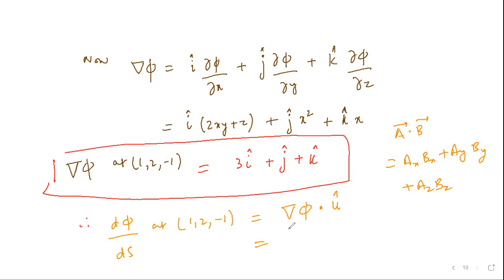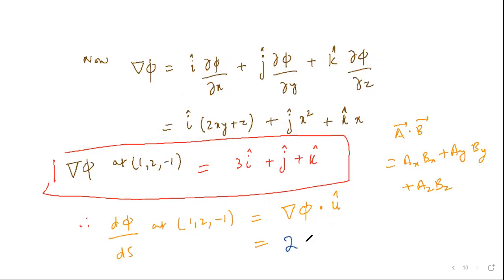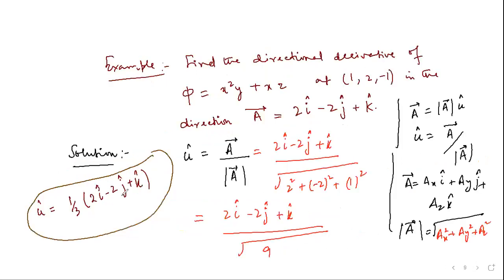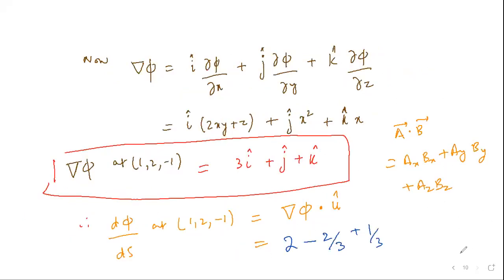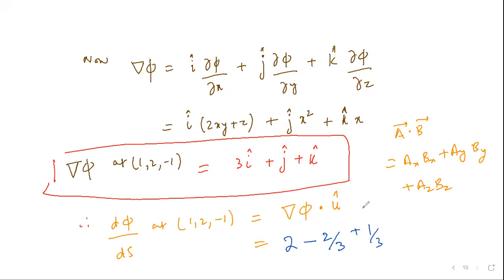Your two vectors are before you. Its x component is 3. Its x component is 2 by 3. 2 by 3 into 3 is 2. The first term will be 2. Minus 2 by 3, then it will be plus 1 by 3. You can check it. Here you have 1, attached with j. Here you have minus 2. Minus 2 into 1 is minus 2, minus 2 by 3 because outside you have 1 by 3. Here it is 1 by 3 into 1 is 1 by 3.